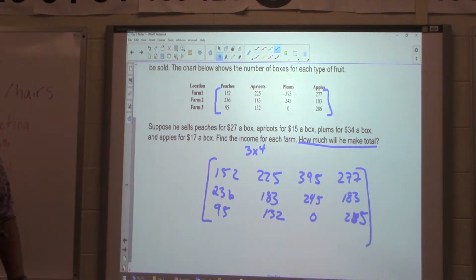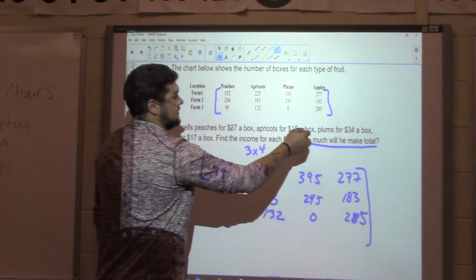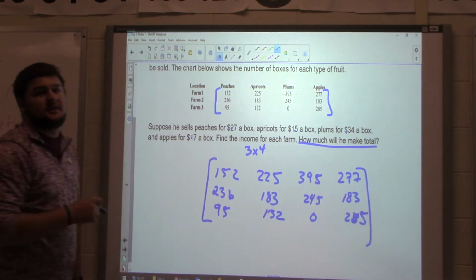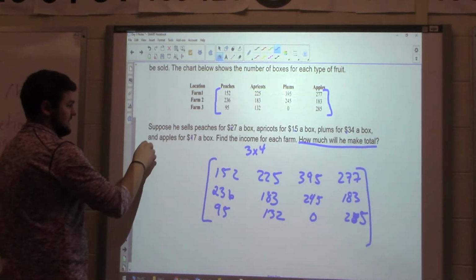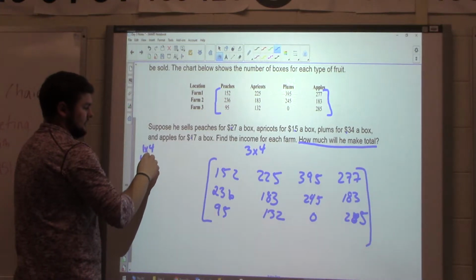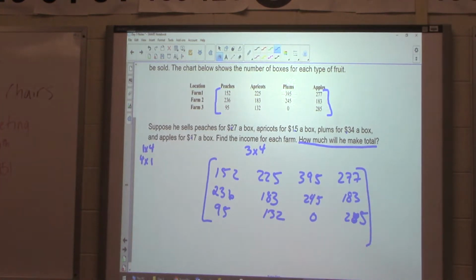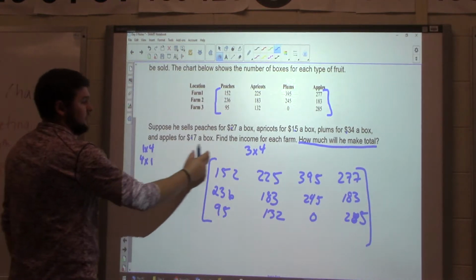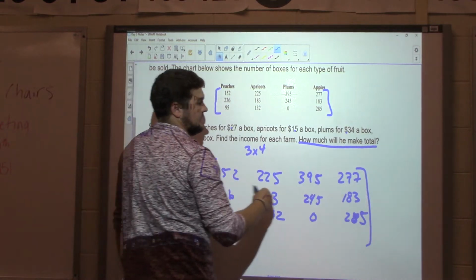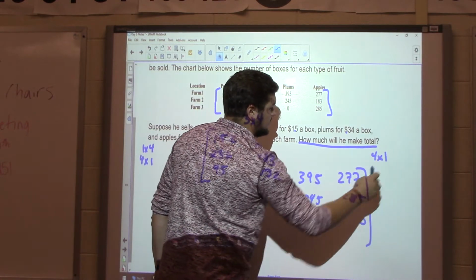Alright, so this is a 3x4 matrix. Right? I have 1, 2, 3, 4 prices I need to put into another matrix. Which means I can make a 1x4 or a 4x1. Which one should I be making? The 4x1, right? I want to make sure I can match it with one of these numbers so I can be in the middle. So 4x1 goes over there.